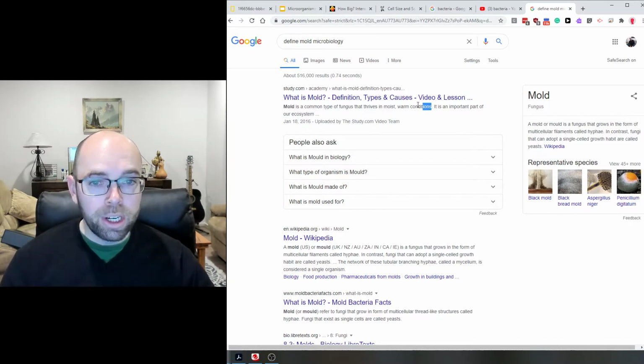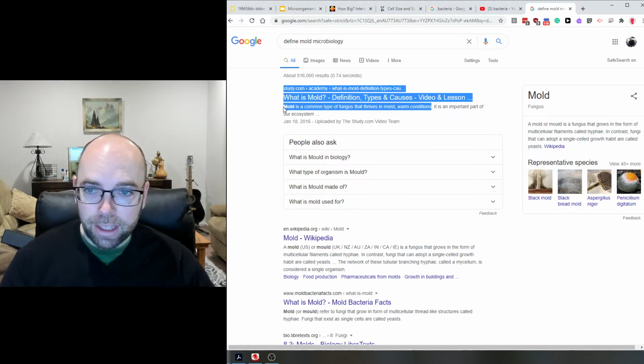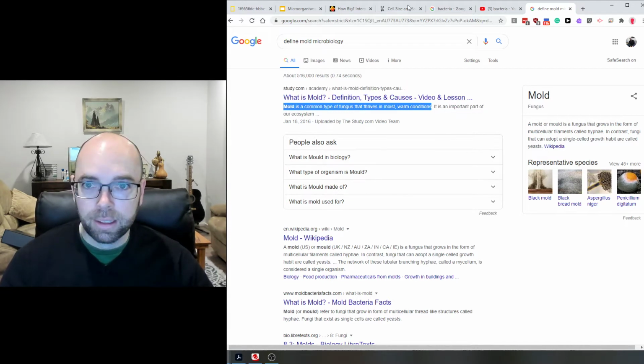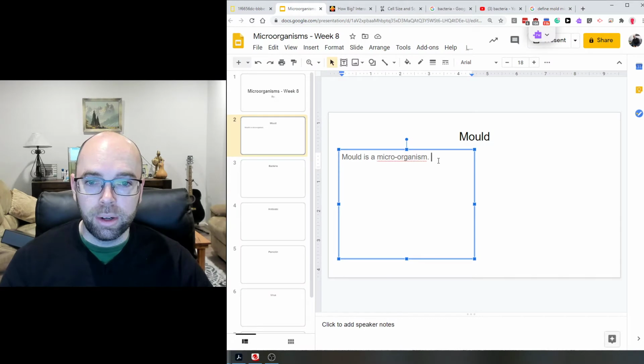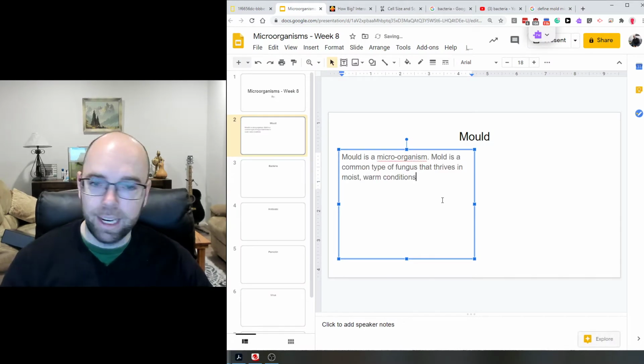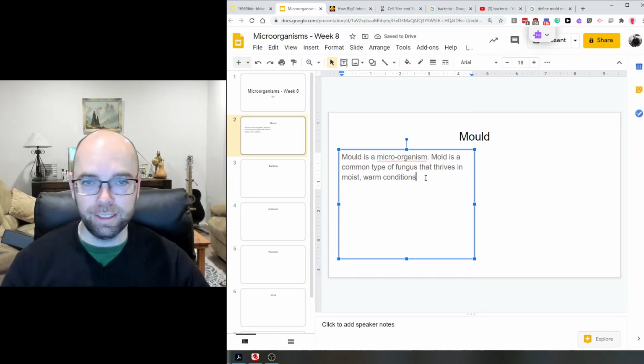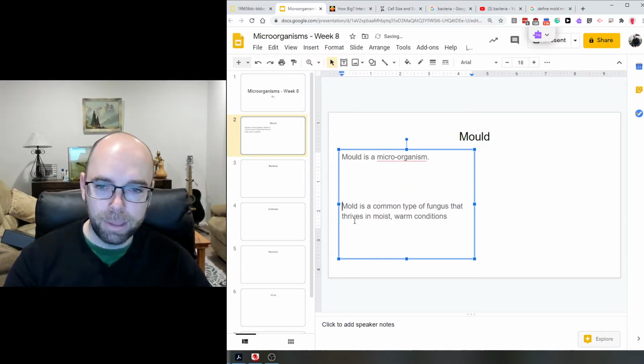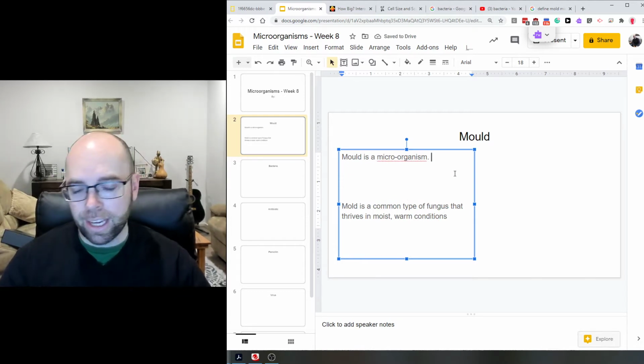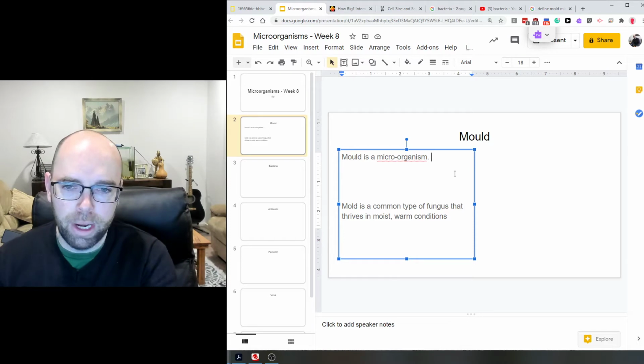Now, boys and girls, what you are not allowed to do is go like this. You're not allowed to copy that and then paste like that. No good. Do not do that, guys. I can tell. Don't just copy it. Instead, if you wanted to use it, you could be like, all right, mold is a common type of fungus. I can write this in my own words.